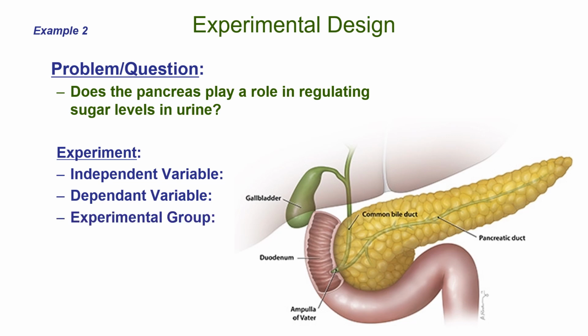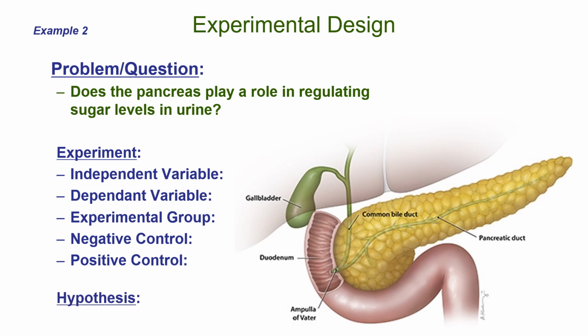The experimental group would be the dogs that have had their pancreas surgically removed. The negative control would be the intact dogs that still have their pancreas, lucky dogs. The positive control, we'll come to that in a second, but in this case, it's a control that's being used to test the reagent that they use to test for sugar. That'll make more sense in a moment.